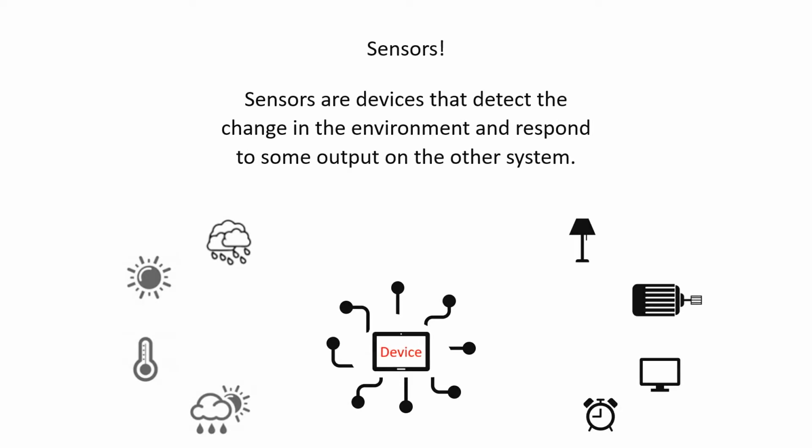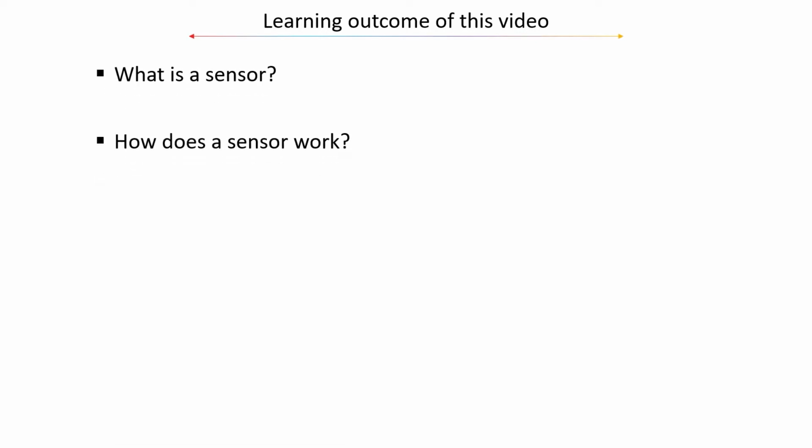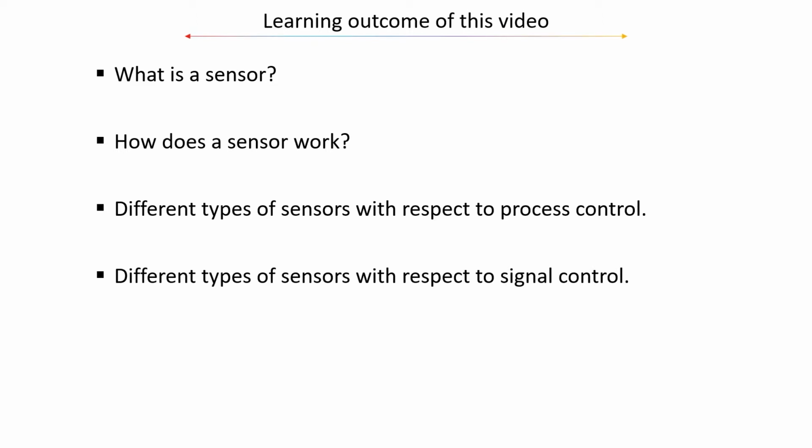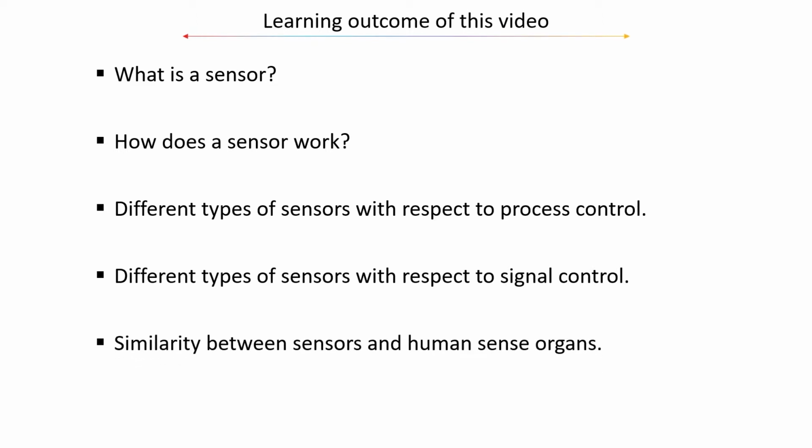Let's first find out the learning outcome of this video. That is, in this video, you will learn about what is a sensor, how does a sensor work, different types of sensors with respect to process control, different types of sensors with respect to signal control, similarity between sensors and human sense organs, and application of sensors.